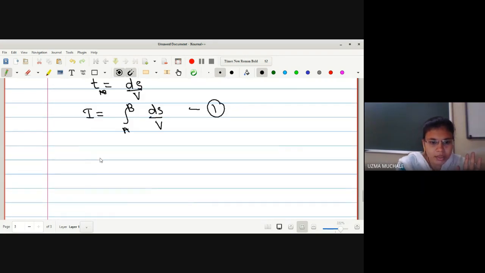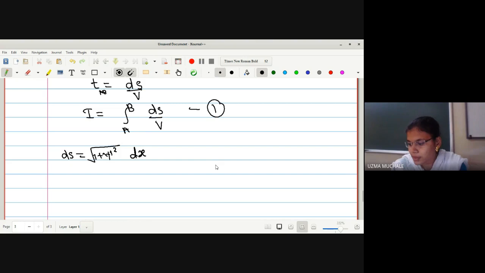Let me now find the values of v and ds. If we find the values of v and ds, then we can solve this. No doubt we know the value of ds. I will write this directly as square root of 1 plus y dash square dx. As we are familiar with integration with respect to x, we take dx common, or another way, we can take dy also common. So the expression will be 1 plus x dash square dy.